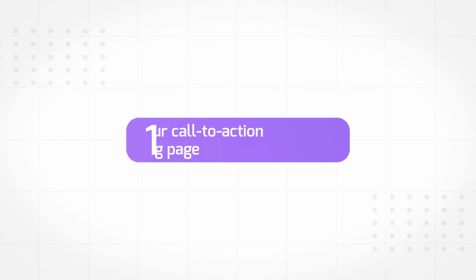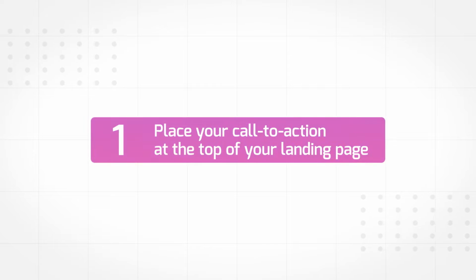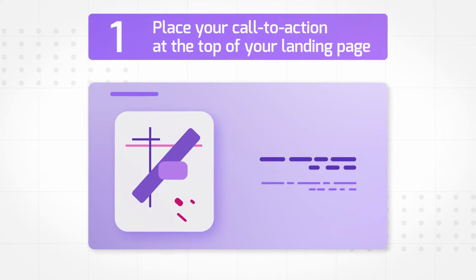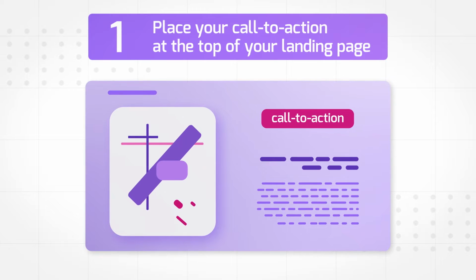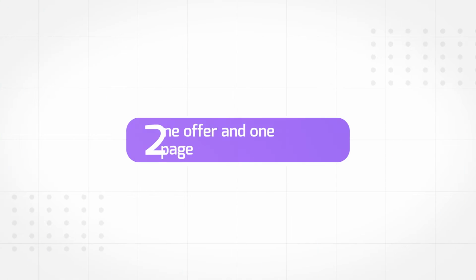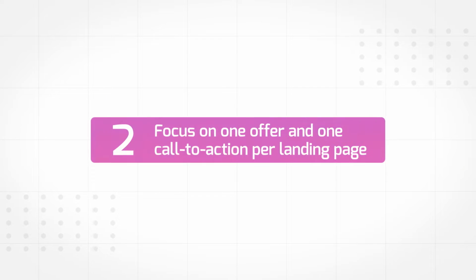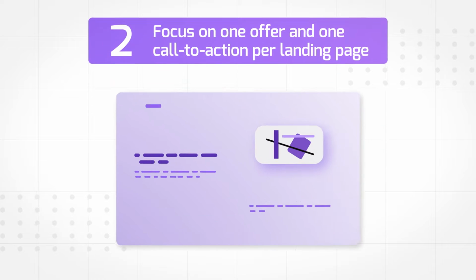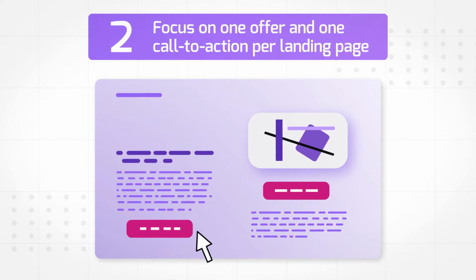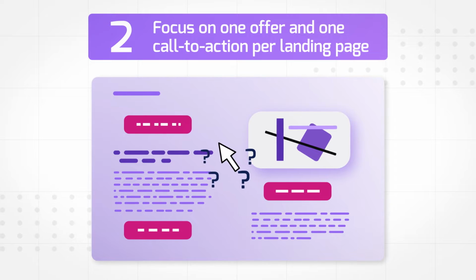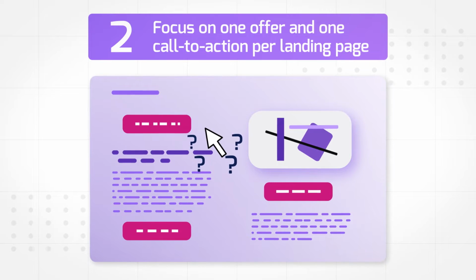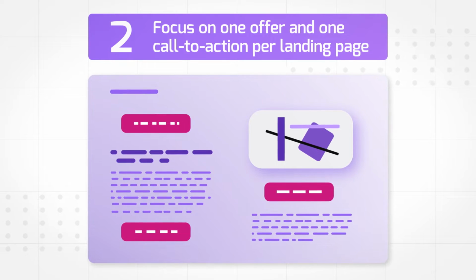Number 1. Place your call to action at the top of your landing page. There's a saying, if you don't want your conversion rate to drop, place your call to action at the top. Number 2. Focus on one offer and one call to action per landing page. When your landing page has multiple offers and calls to action, page visitors face a paradox of choice, too many things to consider. Eventually, they just leave your page without converting.